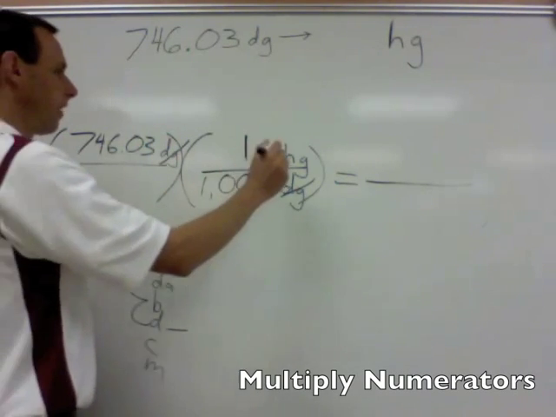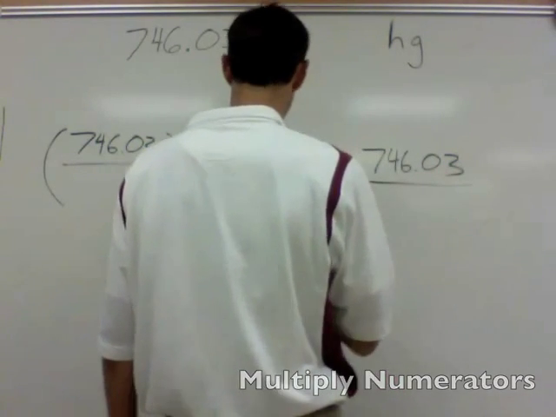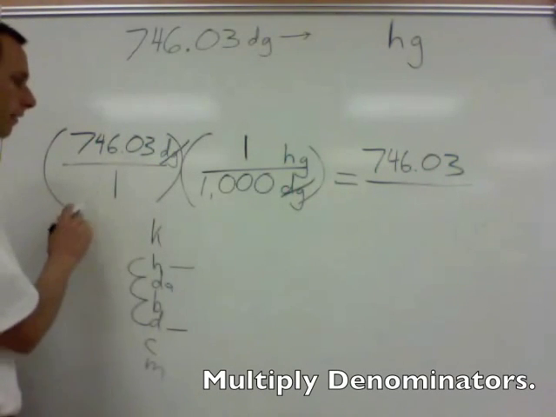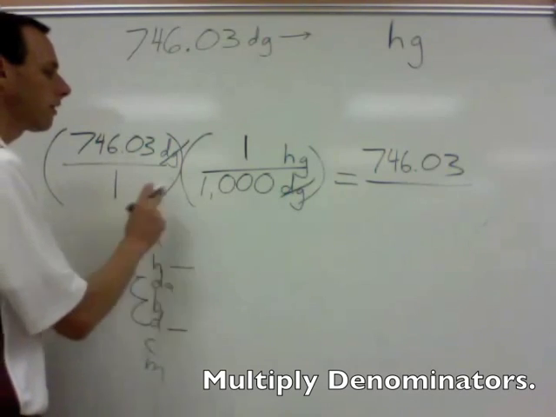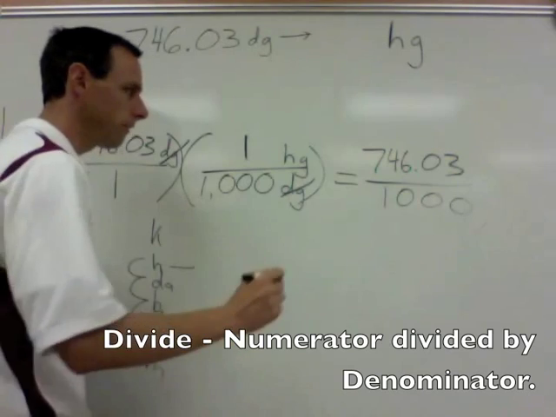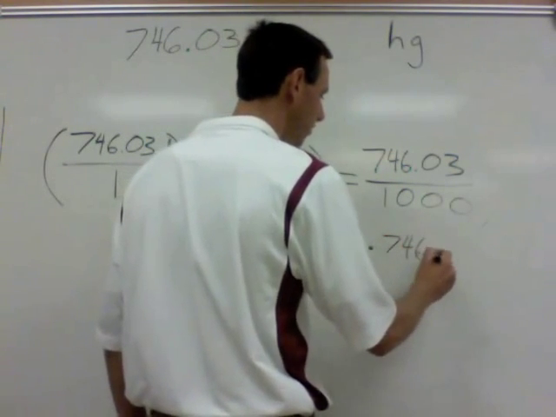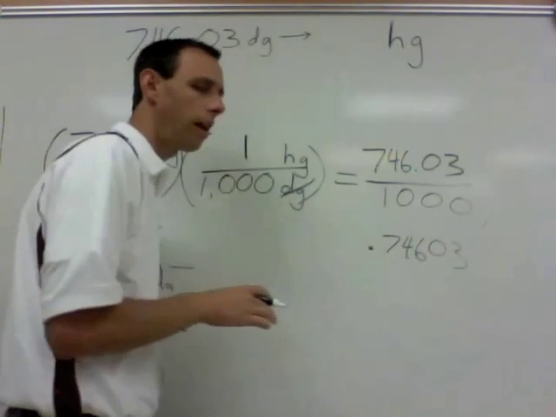Multiply your numerators, 746.03, and then multiply across your denominators. This was a 1 there. 1 times 1,000 is 1,000. Divide on your calculator, and you get 0.74603. Always use your calculator on a test.